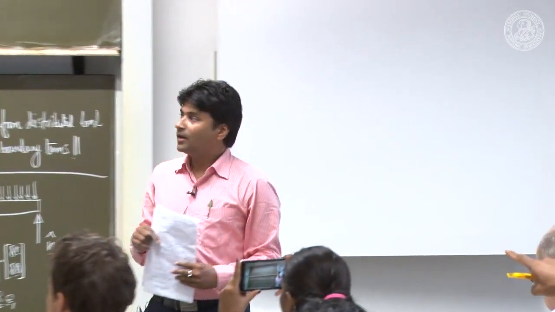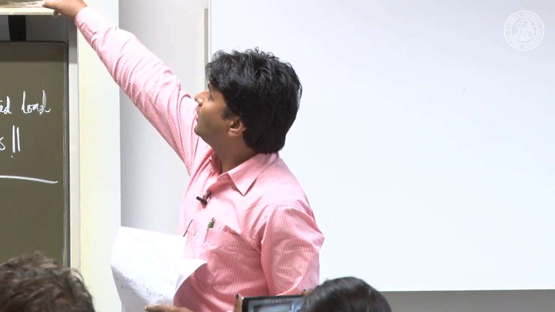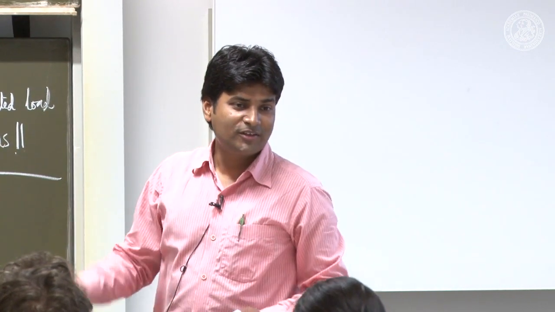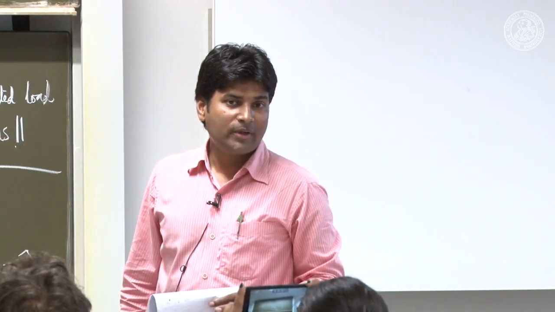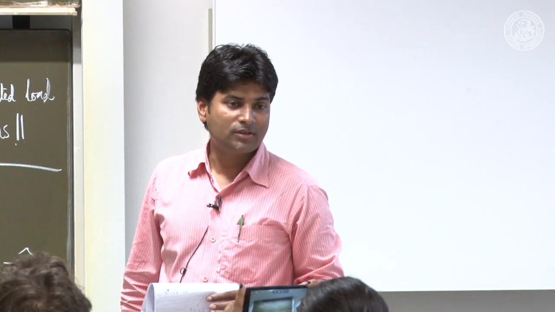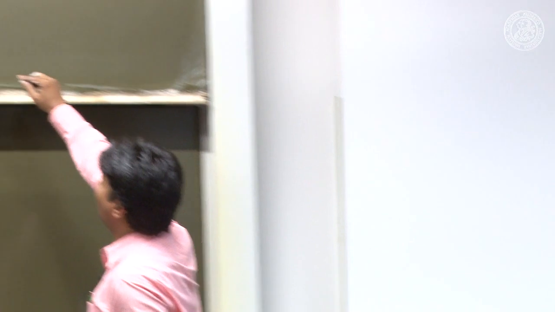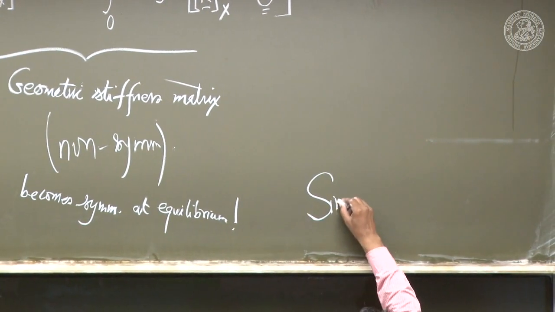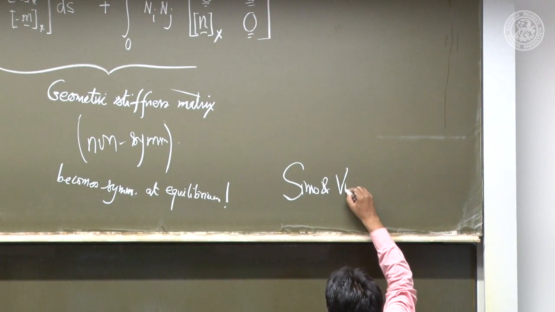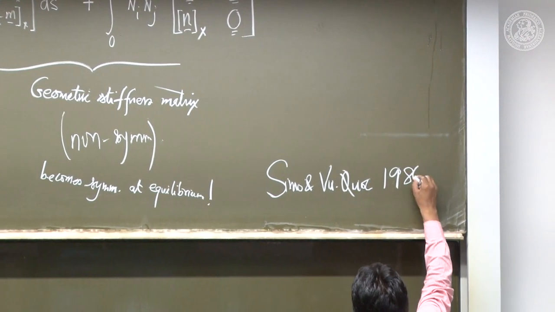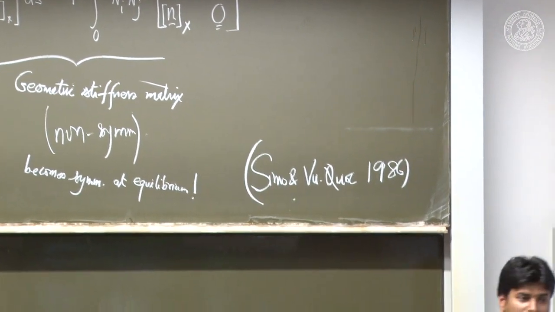Could you explain the last one again? Why does it become symmetric at equilibrium? I mean, there is a proof. You have to go through the proof, and I don't have any physical answer why it is becoming symmetric, but you can prove it. And the proof is there in the Simo paper. You go to Simo and Vu-Quoc, 1986, and you can find the proof.